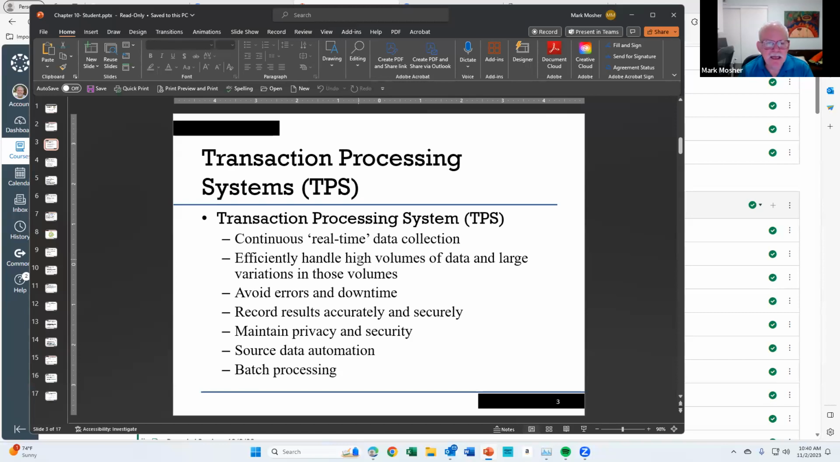First thing is continuous real-time data collection. One of the things I'd like to talk about is the real-time aspect of it, in the same kind of context as batch processing.